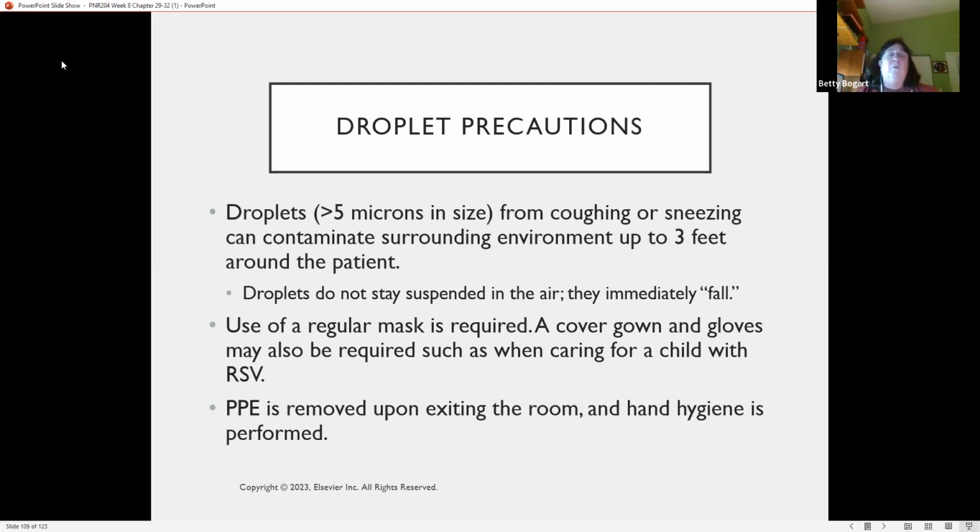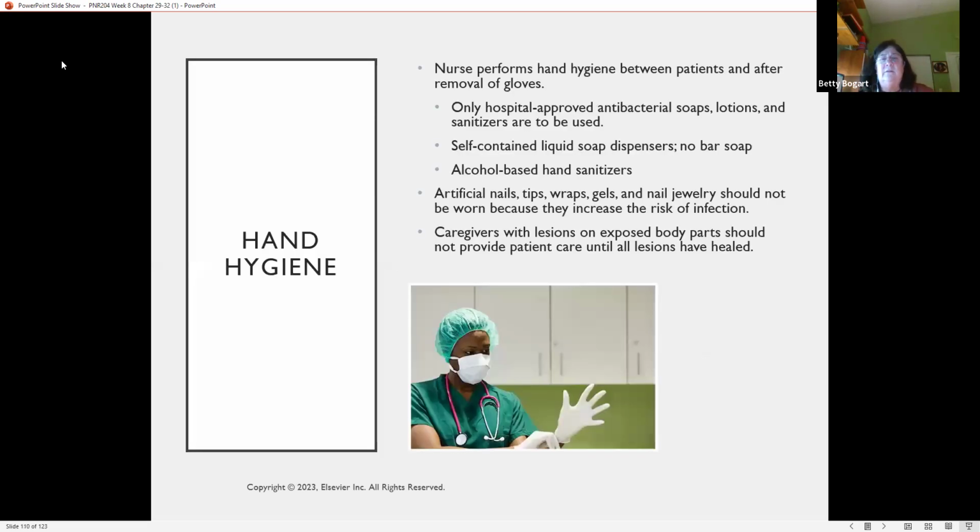Droplet is when it's in the air, coughing and sneezing. And only regular masks are good for this one. It's not as serious as varicella or TB. So again, you go in, you put it on, before you leave, you take it off, you wash your hands.